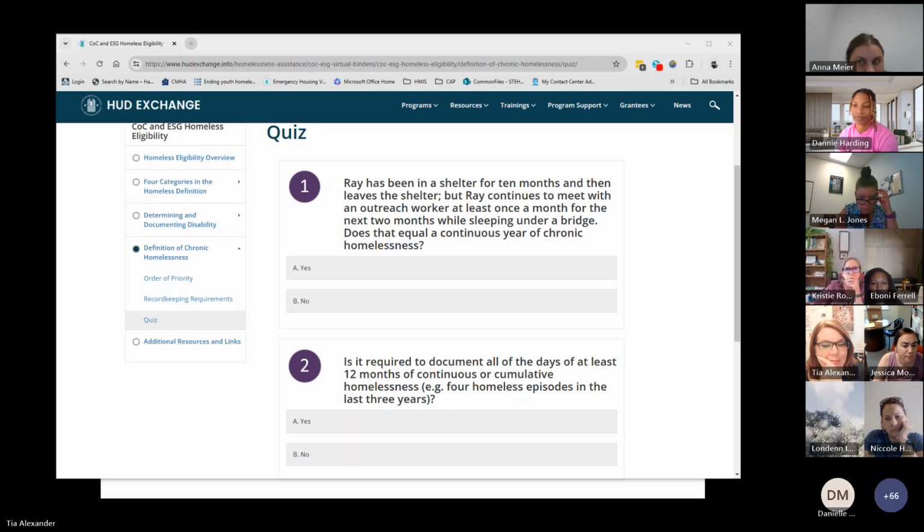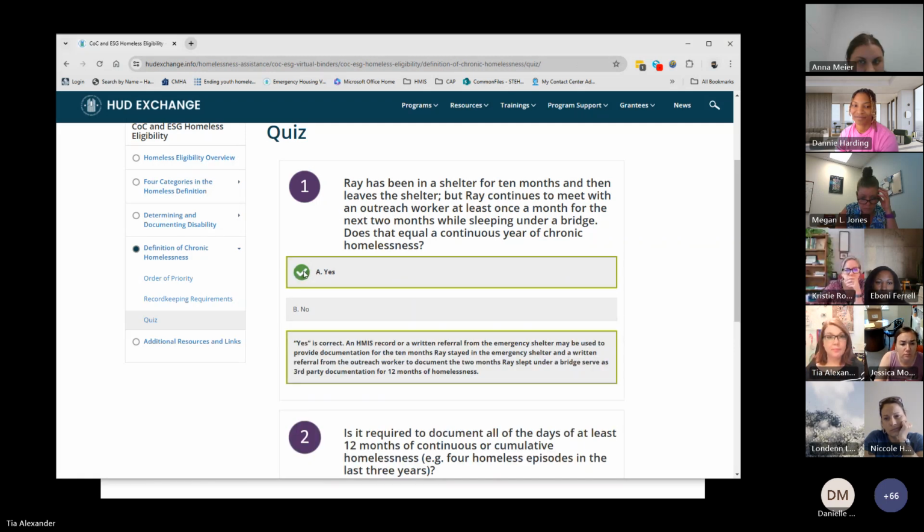Yes. Yes is correct. An HMIS record or written referral from the emergency shelter may be used to provide documentation for the 10 months Ray stayed in the emergency shelter, and a written referral from the outreach worker to document the 2 months Ray slept under the bridge serves as third-party documentation for 12 months of homelessness.